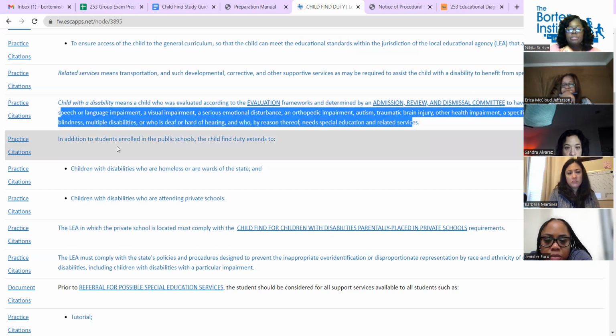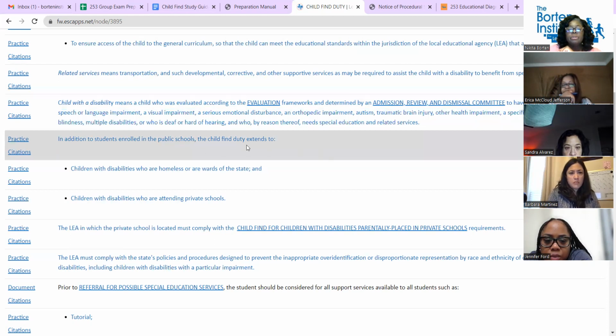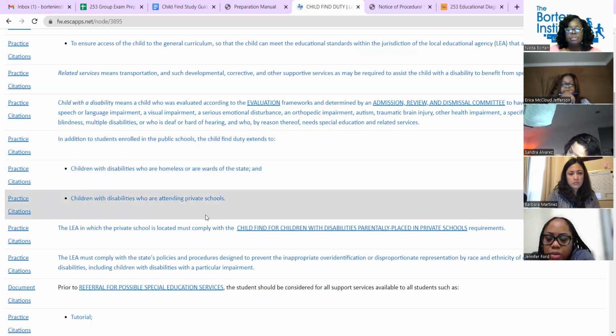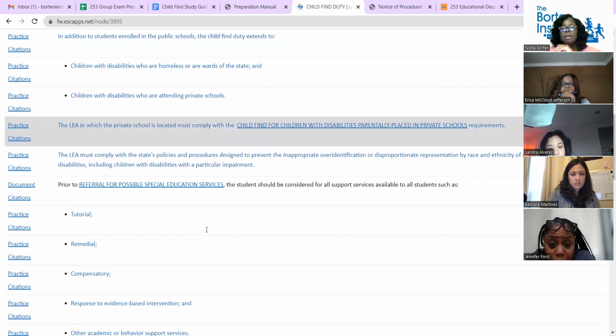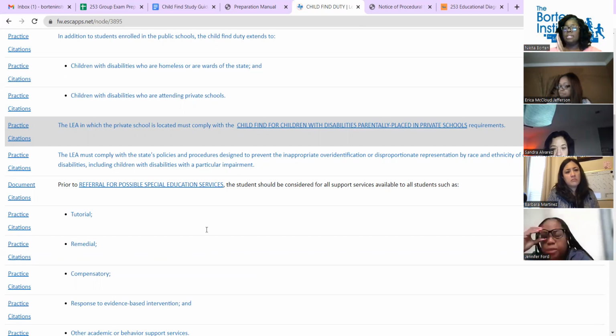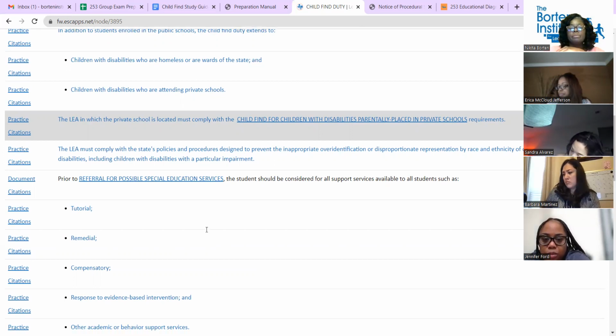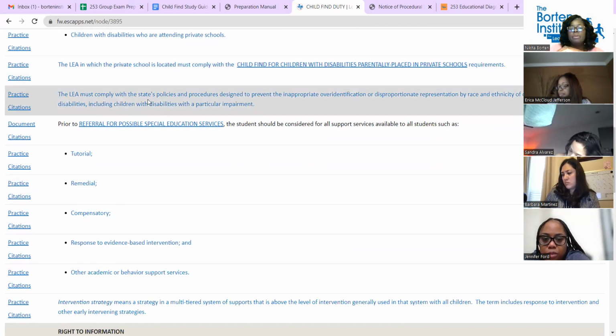In addition to students enrolled in public school, child find duty extends to all of these children. That's basically what it's saying. If they're homeless, if they're in a private school, if they're in homeschool, we're still required and bound by law, right, to do our child find duty, identification and assessment, to determine if they need services or not. Okay, this is really important.